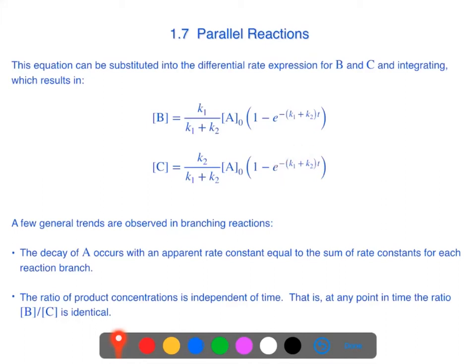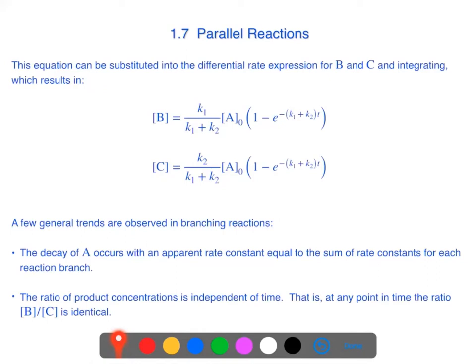Now, a second general trend that's observed in parallel reactions is that the ratio of the product concentrations is actually independent of time. So although, yes, the formation of C and B, these are dependent upon time and they're going to vary during the course of that reaction, we find that the ratio of these two concentrations will be identical at any point during the course of that reaction.